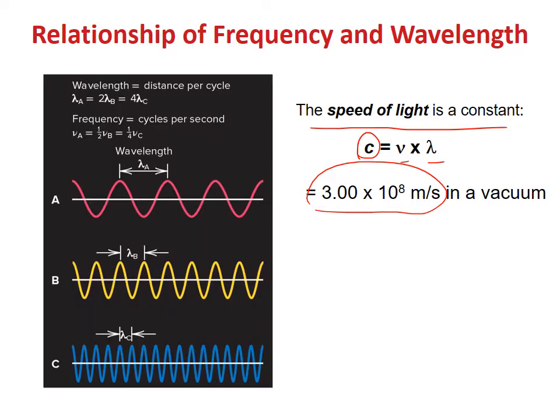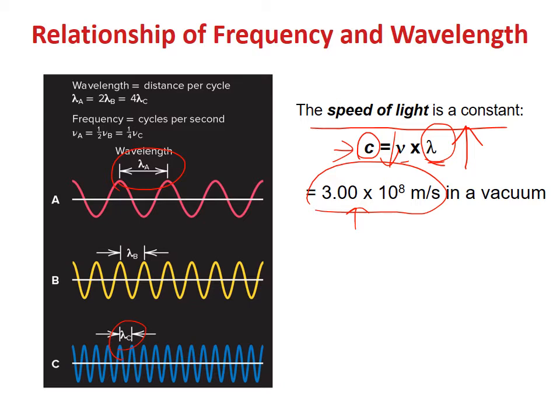The left side shows 3 different colors of light: red, yellow, and blue. Red light has the longest wavelength, and blue light has the shortest wavelength. Yellow light is in between. Since they all have the same speed, a longer wavelength means a smaller frequency.